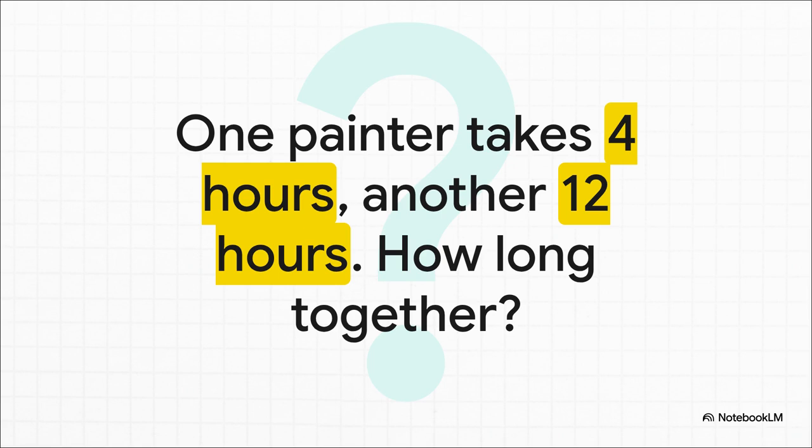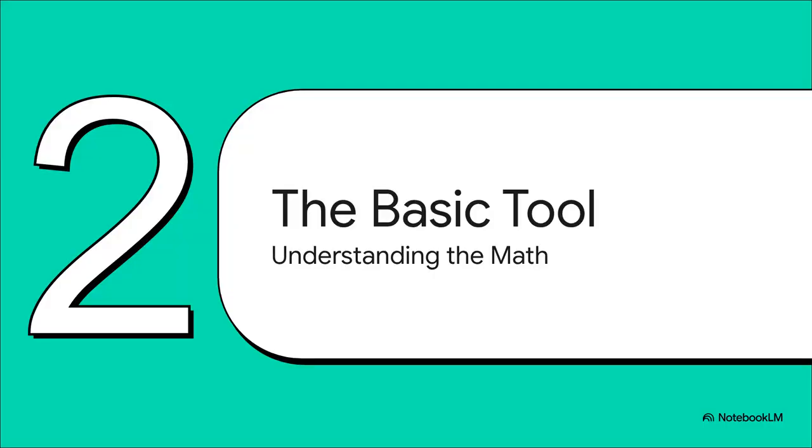Now, your gut might tell you to just average the two, but hold on, that's a classic trap. So how do we figure out the real time it takes when they team up? To solve this, we need to get one core idea straight. It's the engine that drives every single one of these problems. And that idea is all about efficiency.